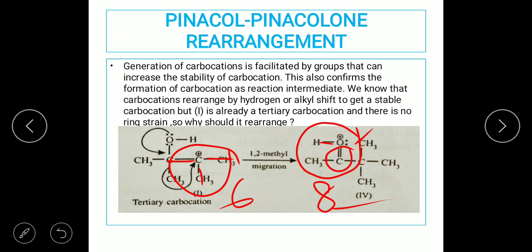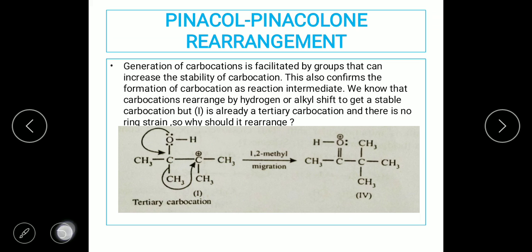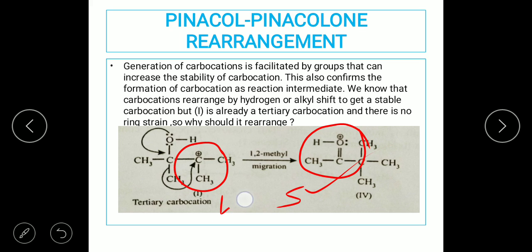So this is one of the reasons why whenever there is an octet configuration around an atom, it is always considered to be more stable. And this is the second reason why, though a tertiary carbocation is generated, there is still a 1,2-methyl shift or a 1,2-alkyl shift. That is the reason, because this structure is going to be more stable than structure 1. Around oxygen there are 8 electrons, around carbon there are 6 electrons, so this is going to be more stable and the other is going to be less stable.